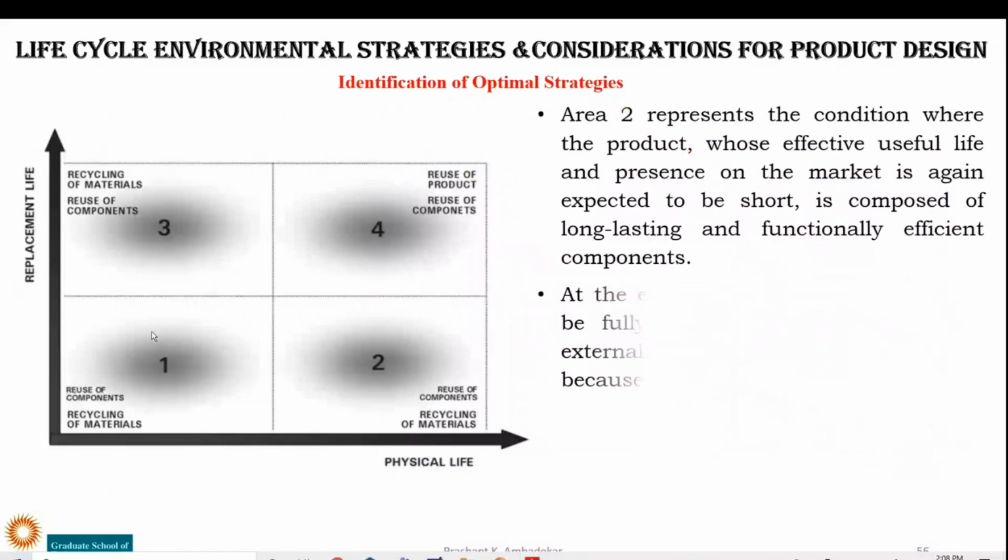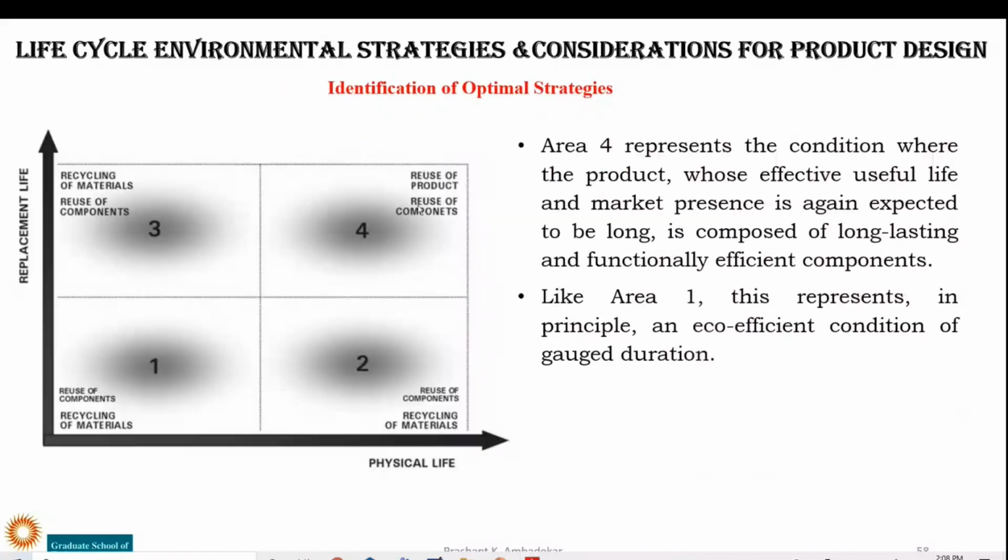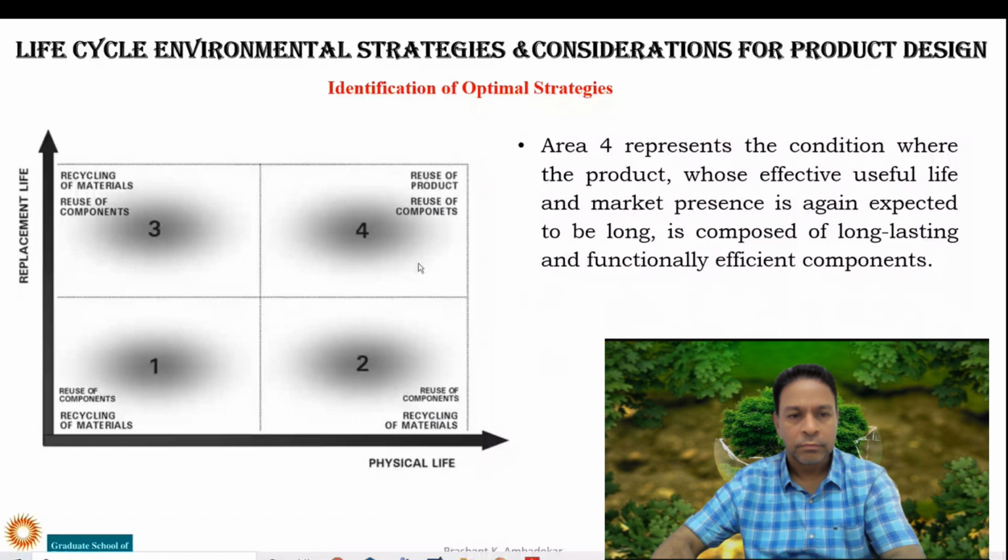Eco-efficient design. So this is the case which is representing eco-efficient design, similar to case 1. So what have we understood from these 4 zones, or 4 corners, or 4 quadrants? We have understood that if the material replacement life is less, then make it with a component which does not have more physical life. And if the replacement life of the component is more, then its physical life should also be more, and it falls in this fourth zone.